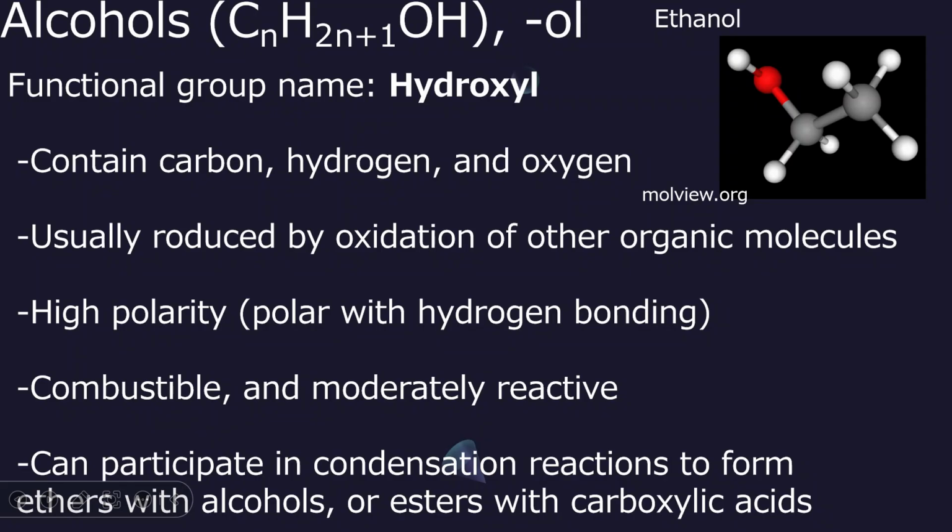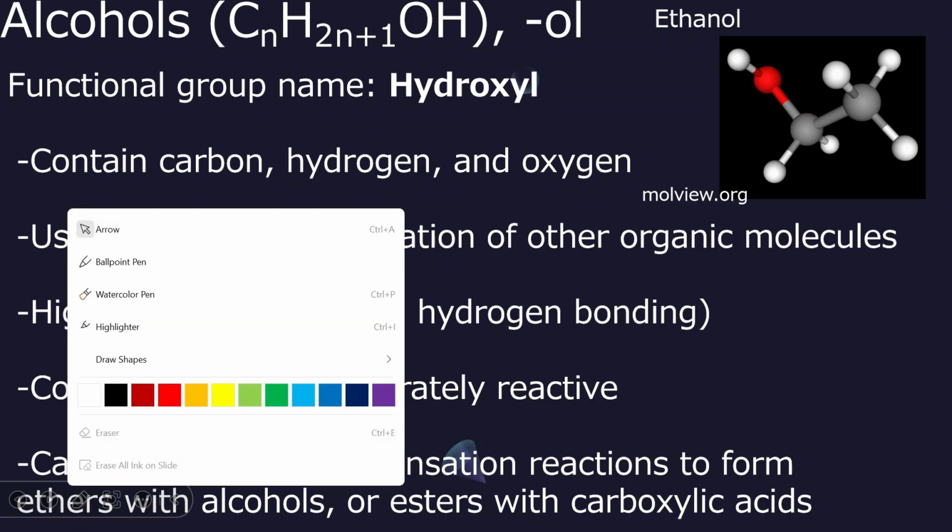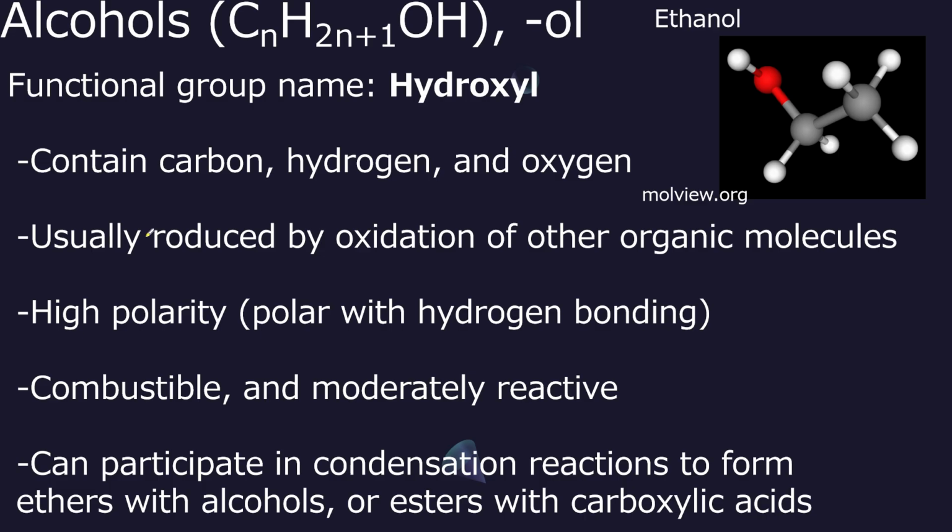And I'll also introduce now that we have functional group names for many of these. So the name of the OH group is hydroxyl. That's different from its class name of alcohol. So you have to know both. Alcohols contain carbon, hydrogen, and oxygen. They're usually produced by oxidation of other organic molecules, such as alkanes or alkenes.